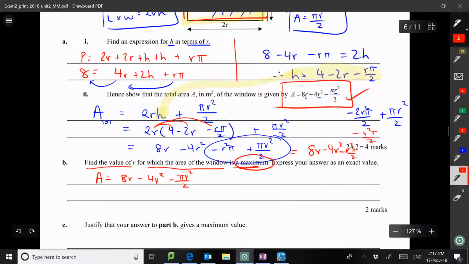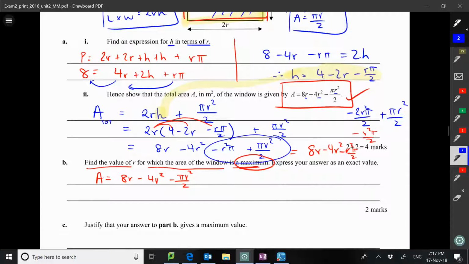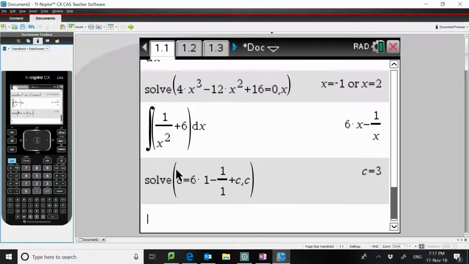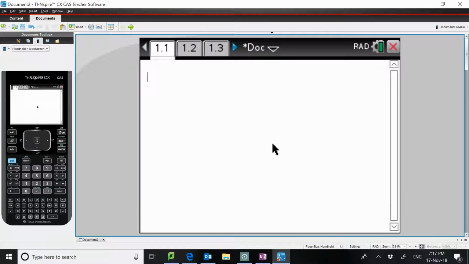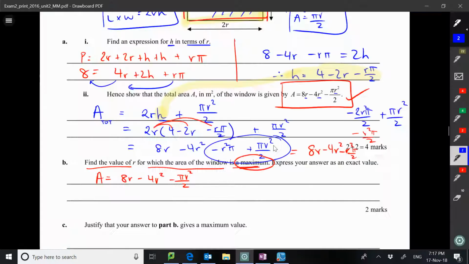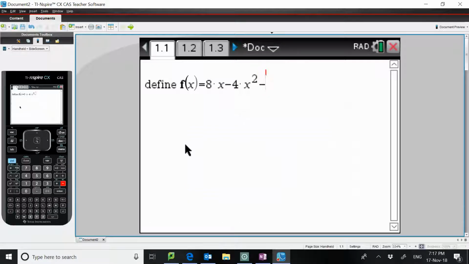Again, to find the maximum, remember that occurs when the derivative equals 0. Now there's a lot of ways to do this. You can just, not calculate it, but I mean sketch it on your calculator and then find the maximum. So for me, what I would do is I always define the problem. So define f of x equals 8 times x. I know it's meant to be r, but you know, I like the x's. And plus if you write r, you can't sketch it on the calculator. So make sure to use x's.